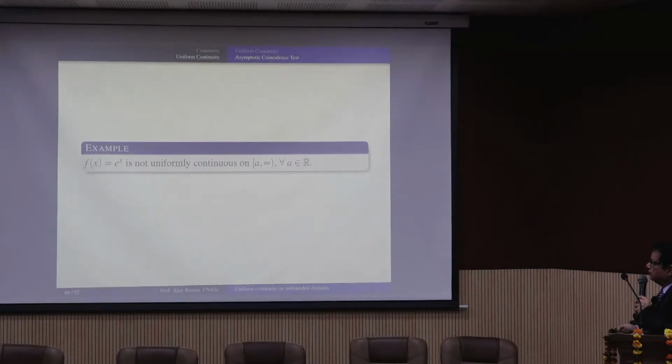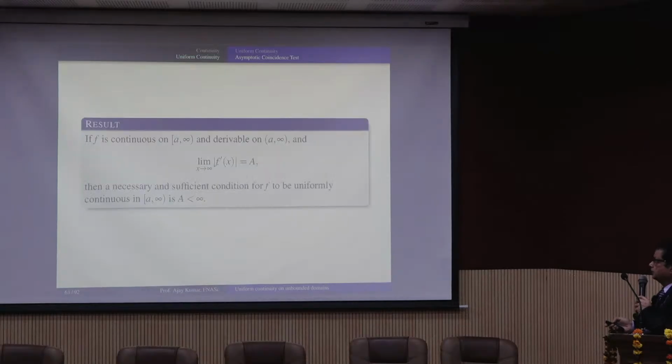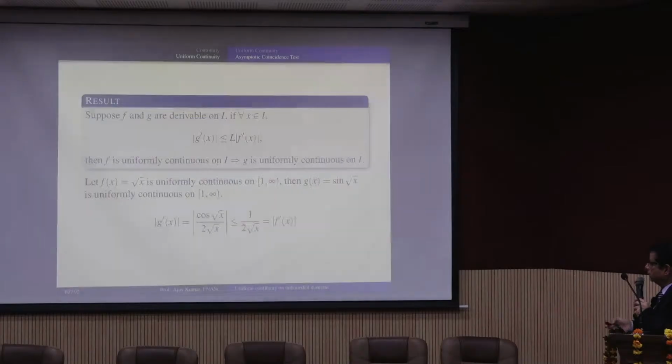Similarly, e to the power x is not uniformly continuous, whereas the Gaussian e to the power minus x square is uniformly continuous. Here is another criterion. Let f be a continuous function on a to infinity and derivable, and the limit of the derivative exists. Then the necessary and sufficient condition for f to be uniformly continuous is that this limit should be finite.